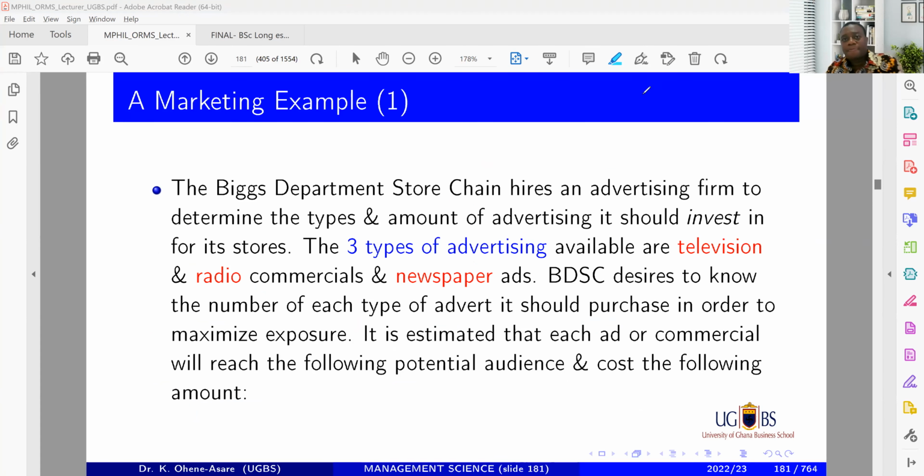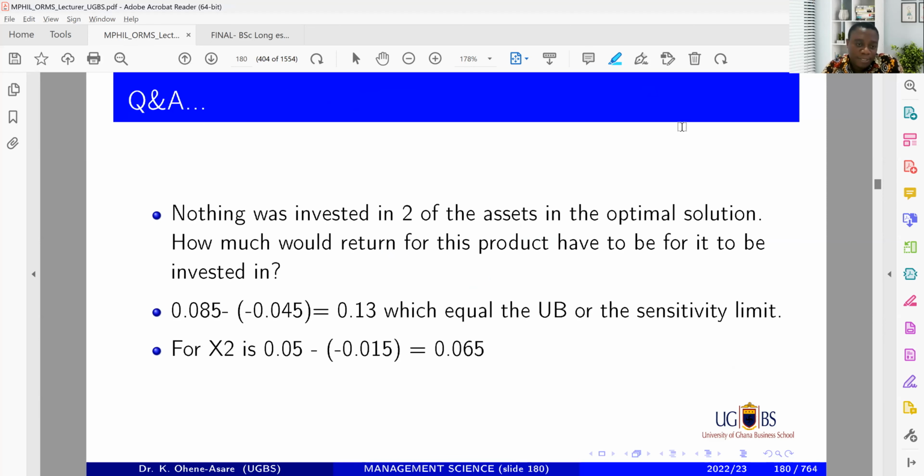Princess, your hand is up. Yeah, sir, please, I want to ask a question. Please go to the question you asked before the slide. I know the answer, but I want to understand it better. I know that 0.085 is the coefficient, and this one is the reduced cost. But why are you subtracting it from the coefficient? It could have been 0.085 plus 0.045, or do you always have to do it this way?